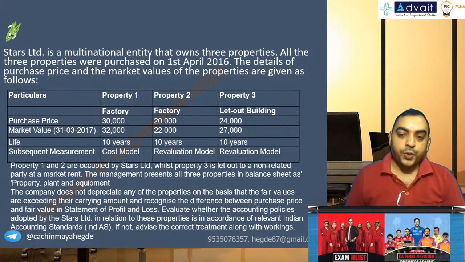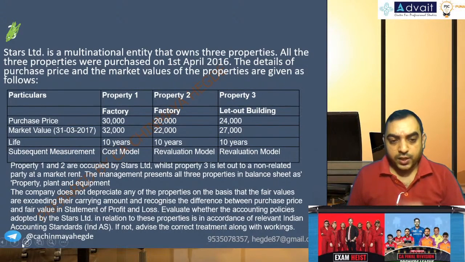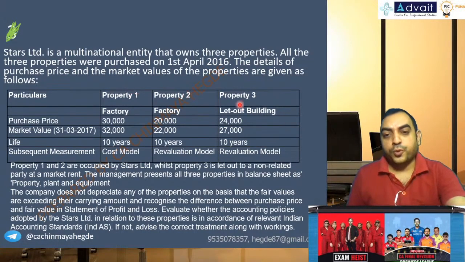Anyway, solving this problem should give you more clarity. Let us do it. Star Limited is a multinational company that owns three properties. All three properties were purchased on 1st April. The details are given below. Property 1, property 2, property 3.